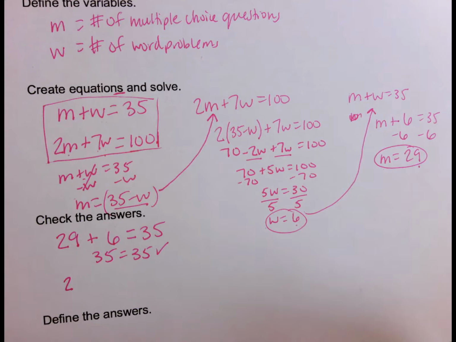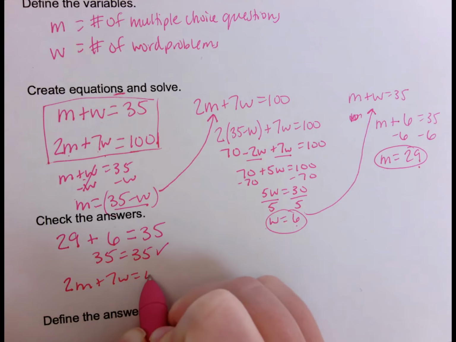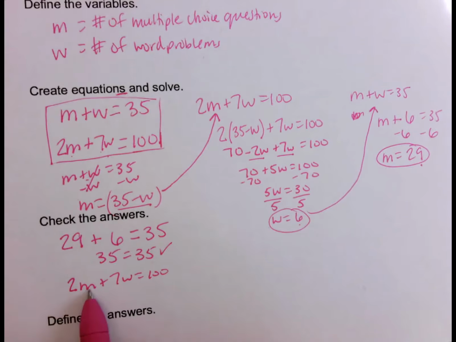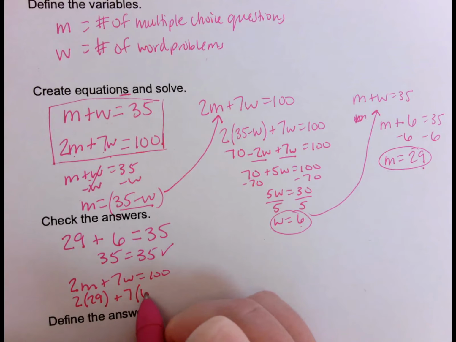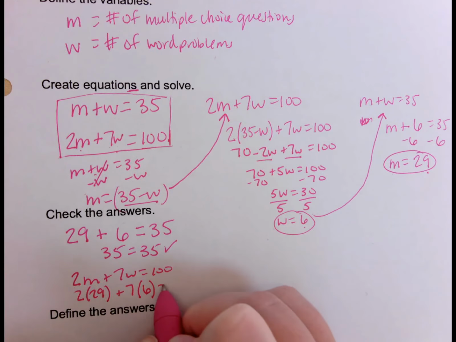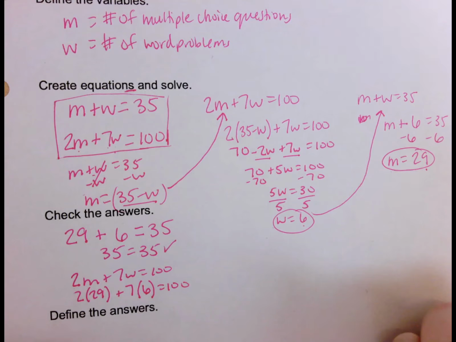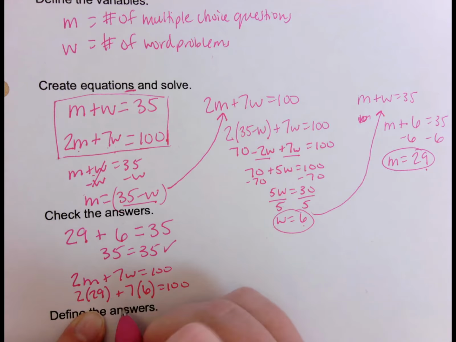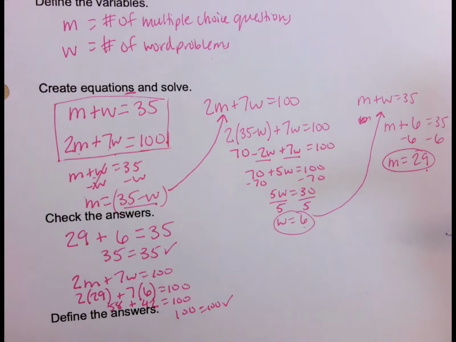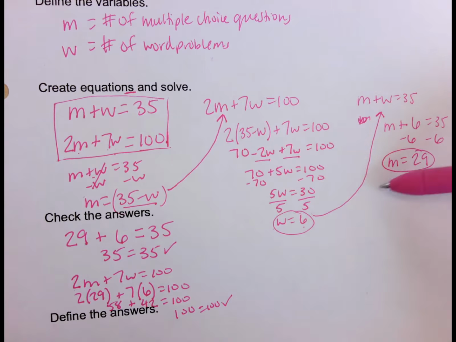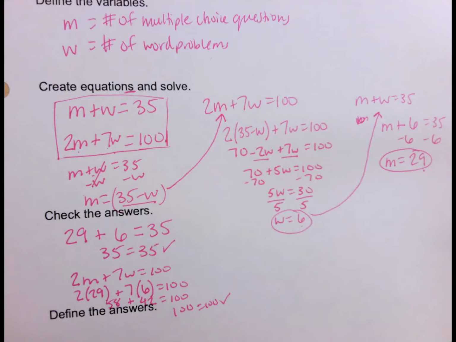So the second criteria was this problem that said that there were 2 points per multiple choice question, so 2 times 29, and there were 7 points for each of the word problems, so 7 points times 6 of those word problems should equal a total of 100 points. Well, 2 times 29 is 58, and 7 times 6 is 42, and if I add those two things together, they do equal 100 points, okay? So what I end up with here is 2 equations. I solved them both, found the 2 variables, and I found out that they both work.